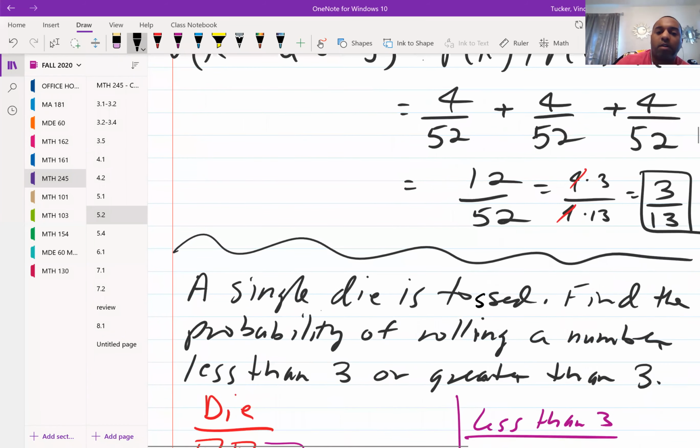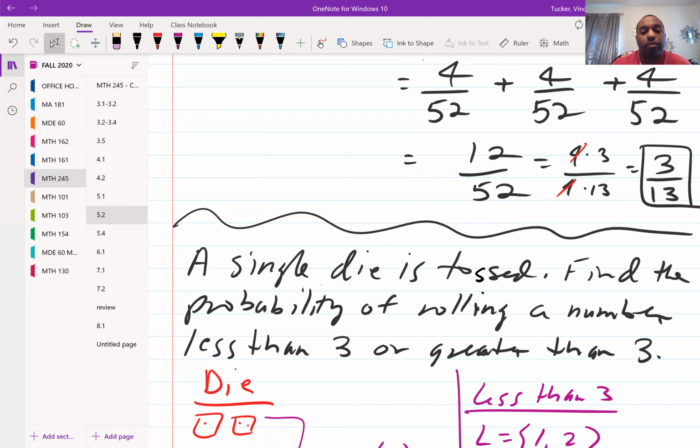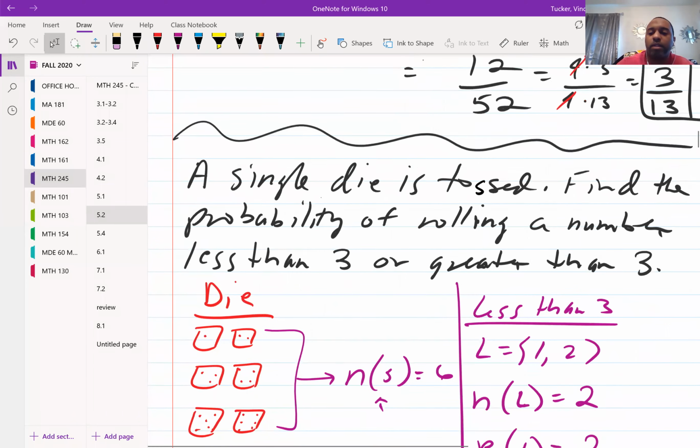All right, looking at the next one. A single die is tossed. Find the probability of rolling a number less than 3 or greater than 3.